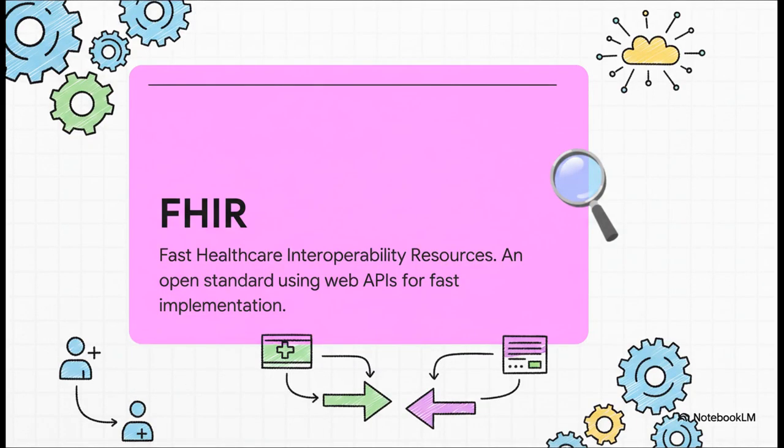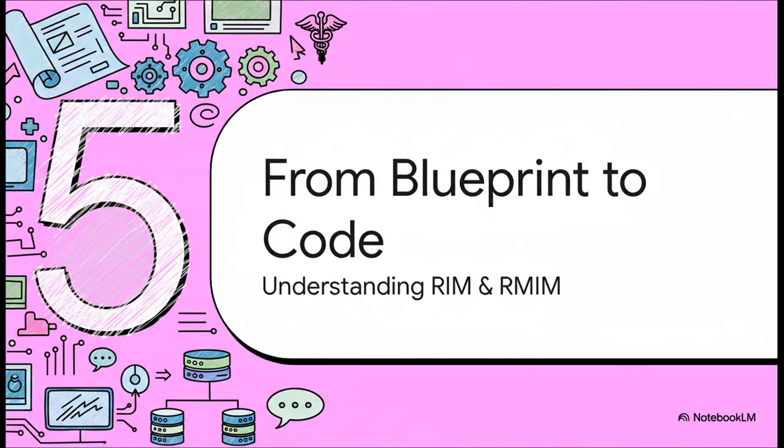So FHIR, that's Fast Healthcare Interoperability Resources, is the modern standard. And it was built from the ground up for speed and ease of use. And that is exactly why it's being adopted so widely. We're talking major tech companies like Google and entire national health systems in places like the UK and India. It's a huge deal.